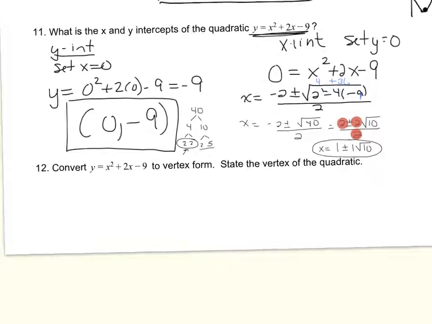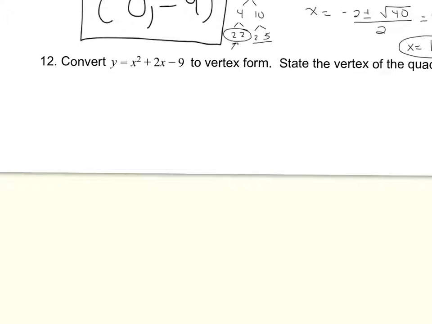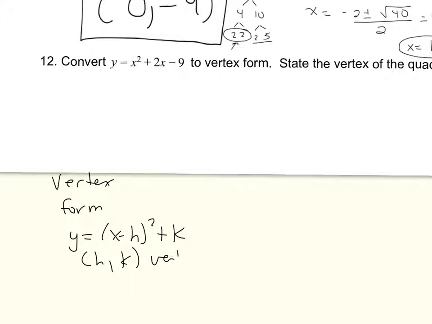Okay, our last problem talks about complete the square to go to vertex form. Now if you remember, vertex form is y equals (x minus h) squared plus k, where (h, k) is our vertex. So it's kind of a different form to write the quadratic, and it gives you the vertex a little easier than we did above. So the way we do this is we will complete the square.